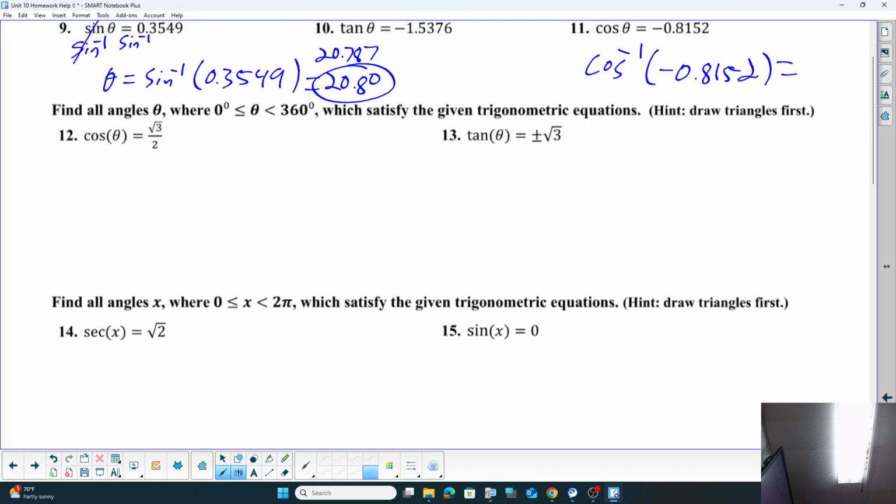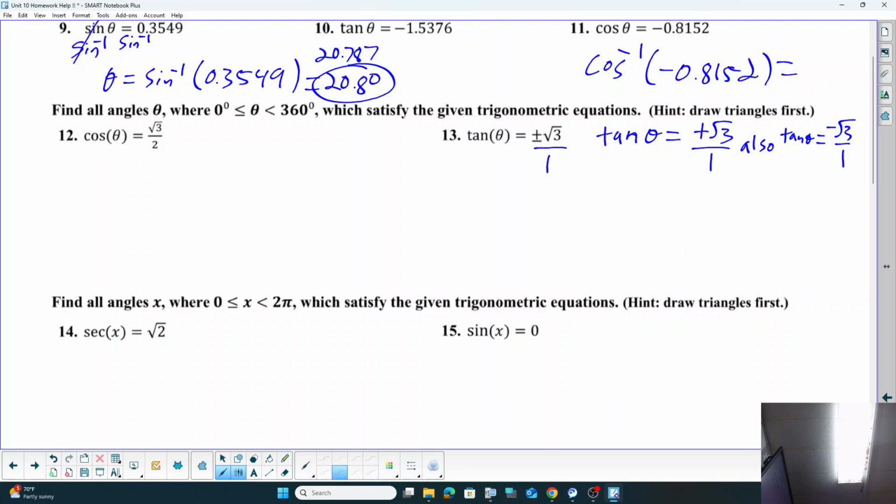Okay, so now between 0 through 60, which satisfies the given trigonometry? This is 10.2 now. Draw your triangles first. So this is going to be tangent, which is over 1. What angle is tangent equal to? We have plus radical 3 over 1, but also we have tangent of theta equal to minus radical 3 over 1.